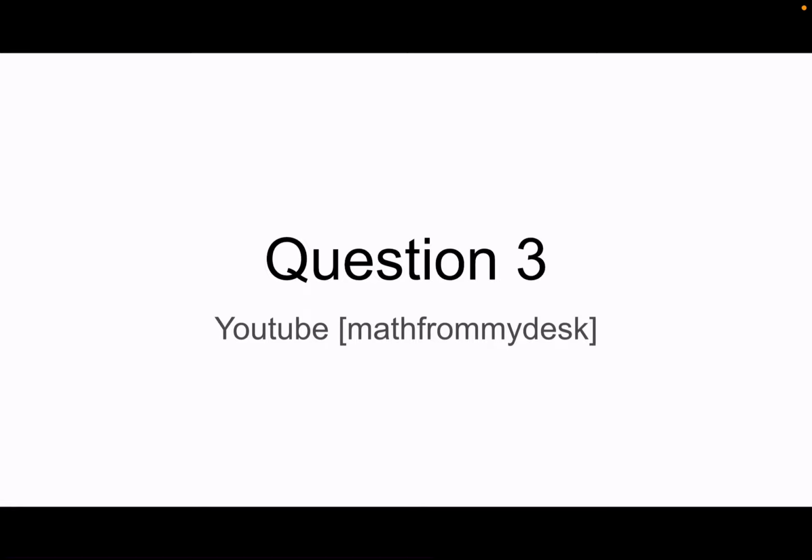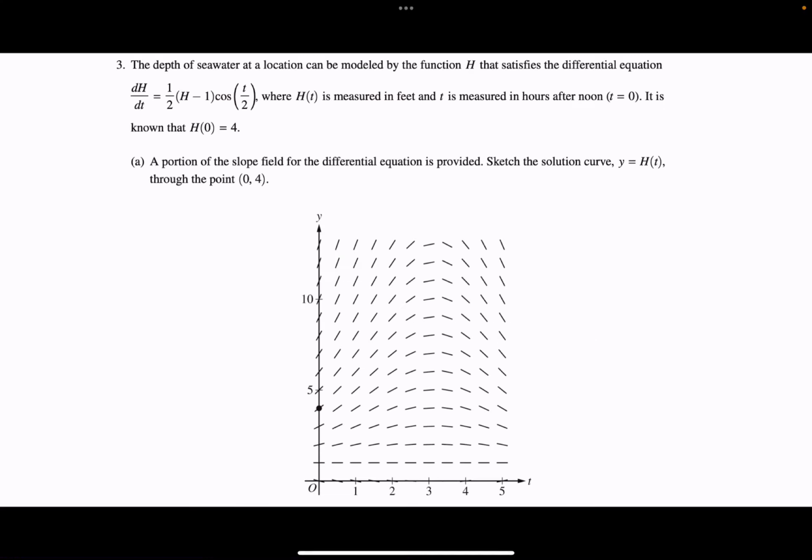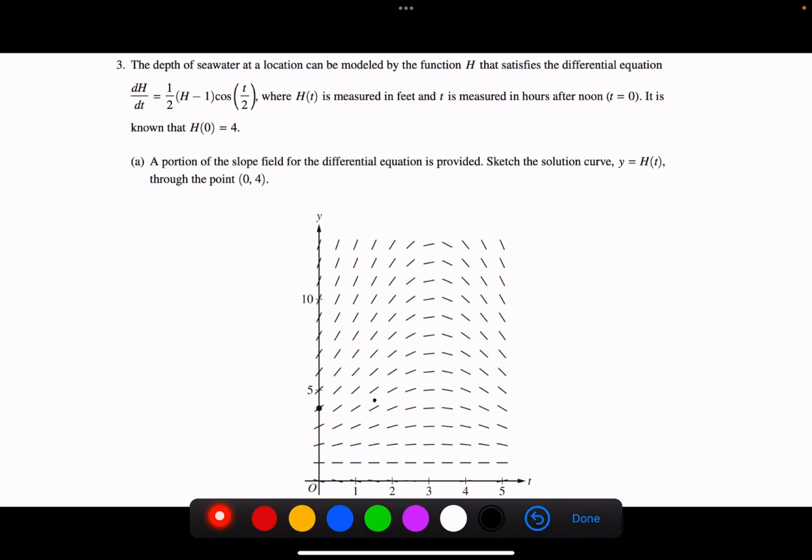Today I'll be answering question 3 from the AP Calculus AB and BC 2024 FRQ. So let's go ahead and start. The depth of seawater at a location can be modeled by the function h that satisfies this differential equation over here, where h of t is measured in feet and t is measured in hours after noon, where noon is t equals 0, and it is known that h of 0 equals 4.